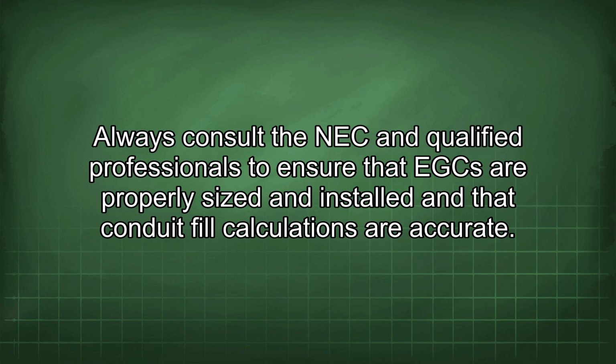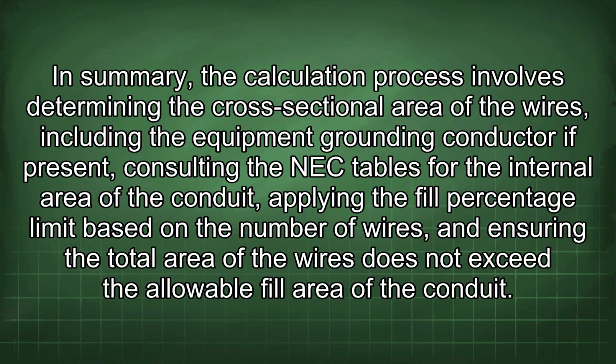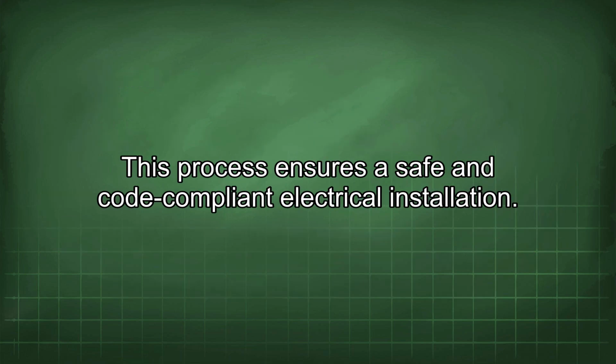In summary, the calculation process involves determining the cross-sectional area of the wires, including the equipment grounding conductor if present, consulting the NEC tables for the internal area of the conduit, applying the fill percentage limit based on the number of wires, and ensuring the total area of the wires does not exceed the allowable fill area of the conduit. This process ensures a safe and code-compliant electrical installation.